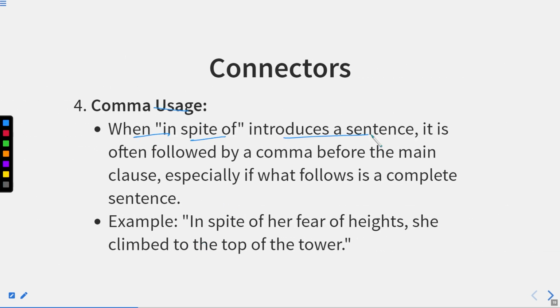Now, comma usage. When in spite of introduces a sentence, it is often followed by a comma before the main clause, especially if what follows is a complete sentence. For example, in spite of her fear of heights, she climbed to the top floor of the tower. It means it was her phobia that she had fear of heights. Still, she climbed to the top of the tower just to overcome her fear, maybe. This situation in which some action has been taken to overcome the fear can also be shown with the help of the preposition in spite of.